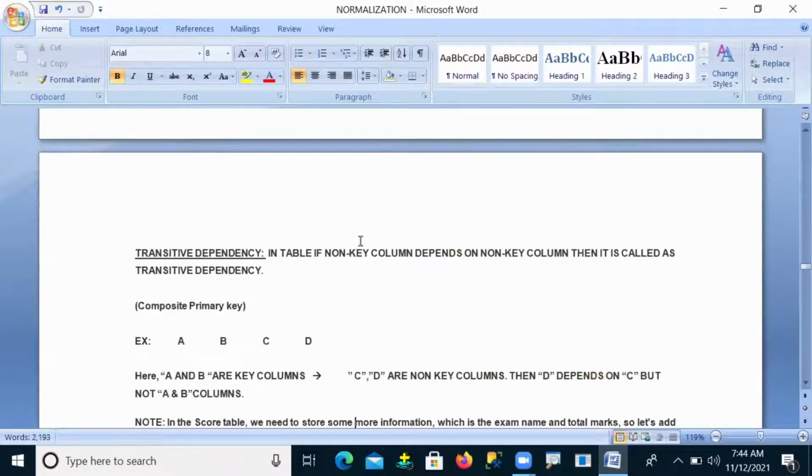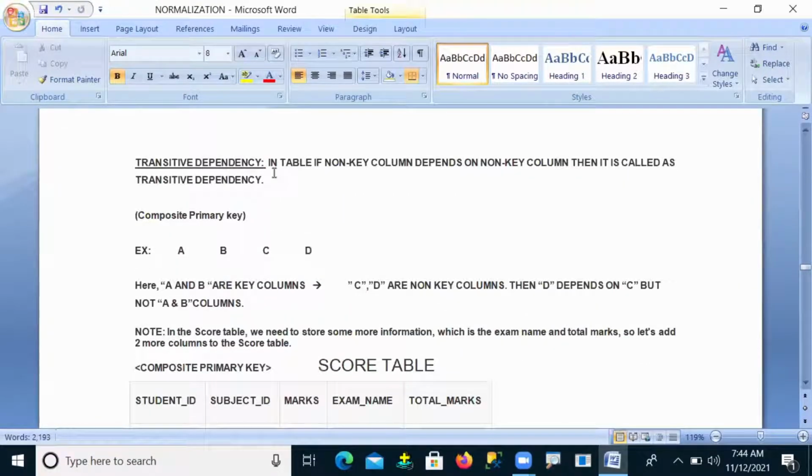Now let me come to transitive dependencies here. What is the transitive dependency we said? In a table, if a non-key column depends on another non-key column, it is called a transitive dependency. We said A comma B are the 2 primary key columns, and C comma D are non-primary key columns. In this, D depends on C, but not on A and B. Then it is called a transitive dependency, we said.